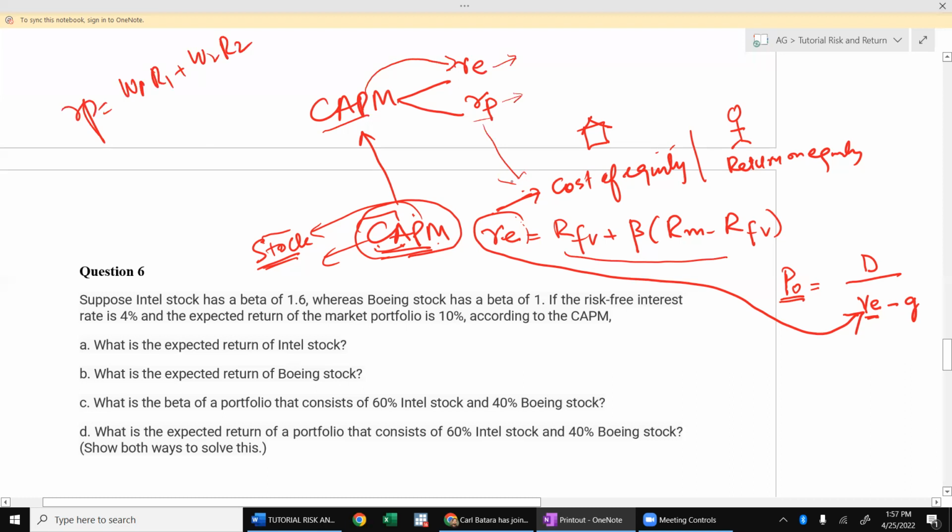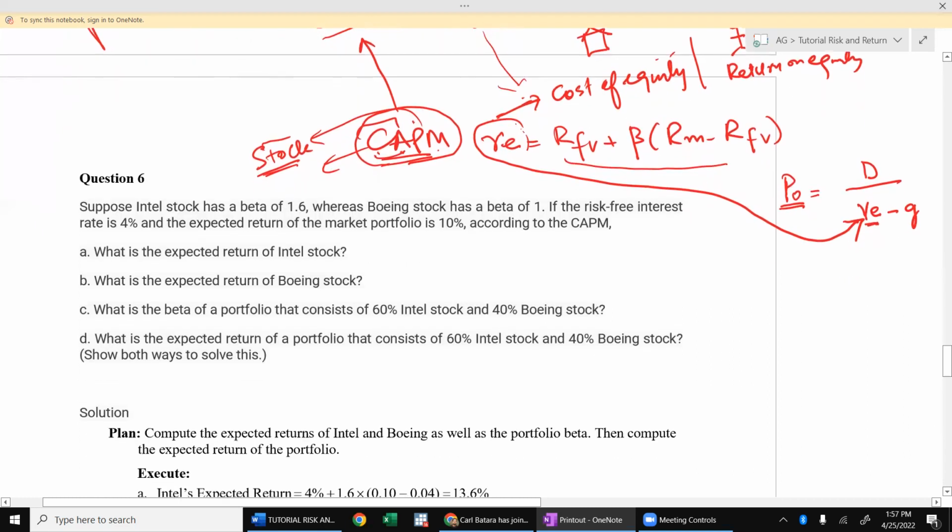How? We will show it. Okay, so these are the things that you need to remember. First of all, suppose Intel stock has a beta of 1.6. 1.6 means it is more risky, 60% more risky than the market, whereas Boeing stock has a beta of 1. So similar to market. So this is not much risky, same risk like market.